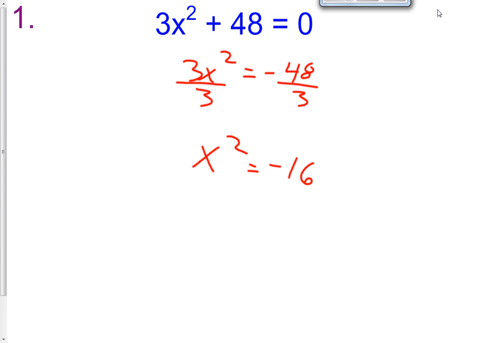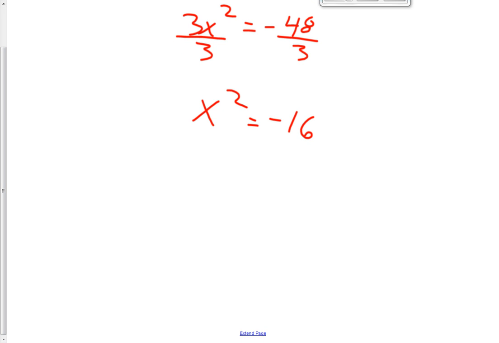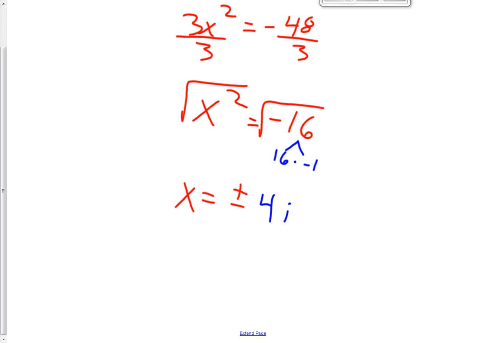So then once I have x squared equals a negative 16, I want to get x all by itself by taking the inverse operation of squaring it, which is square rooting it. So whenever I square root something, I need the plus and the minus. So x equals both plus and minus the square root of a negative 16. And the square root of a negative 16 is the square root of 16 times a negative 1. So the square root of 16 is 4, and the square root of negative 1 is i. Our answer is x equals plus and minus 4i.